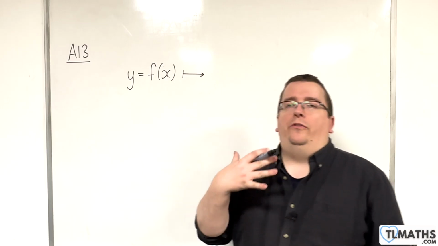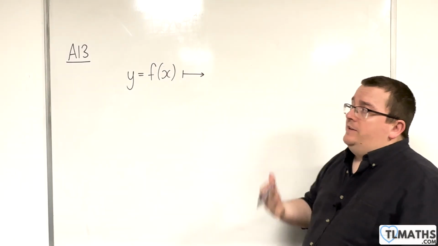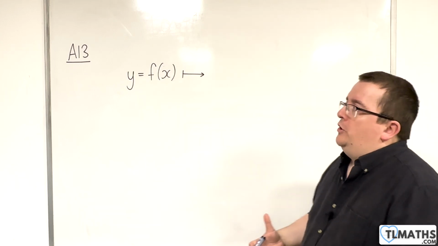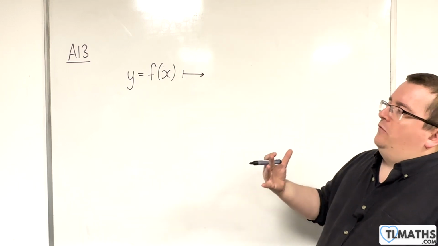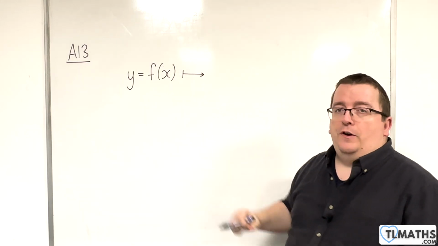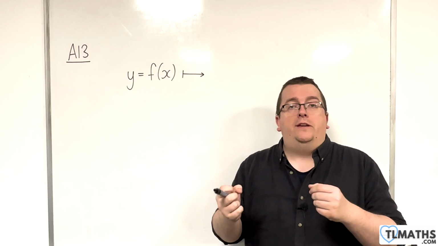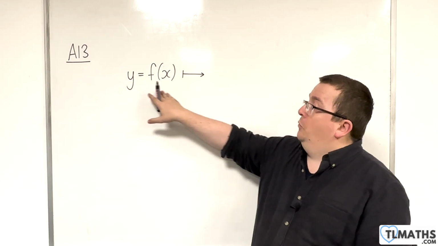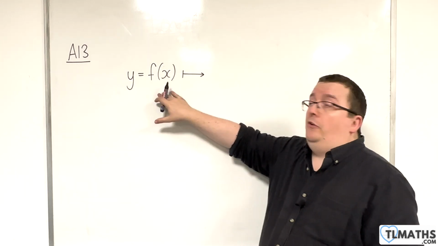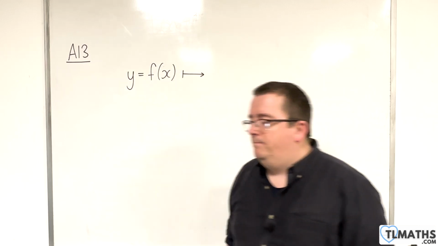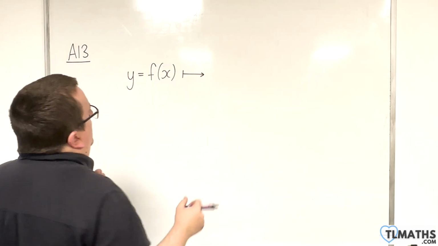In this video, I want to talk about how we identify a translation within an equation. So let's say we've got y equals some function of x. Now that f of x could be any function you like. It could be y equals x squared. It could be y equals sine of x. It could be y equals 1 over x squared. Okay, so it could be anything you like.